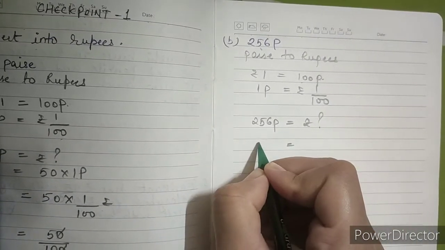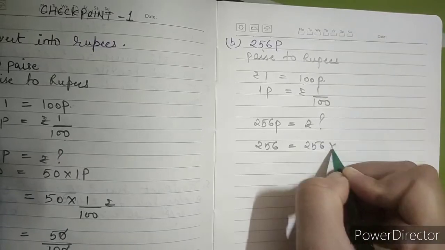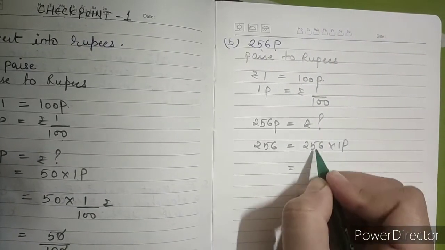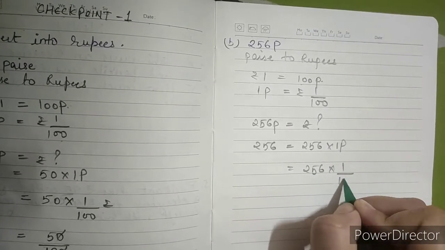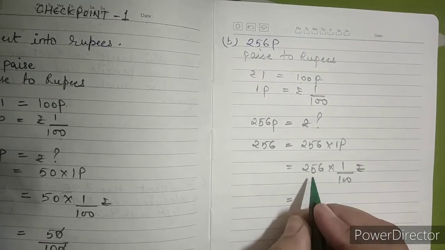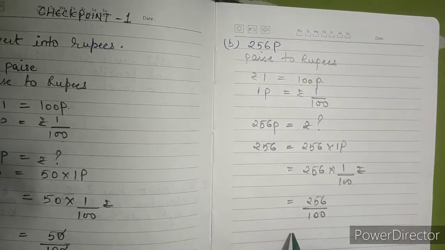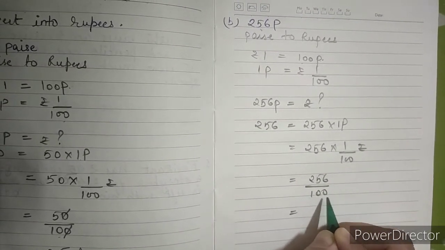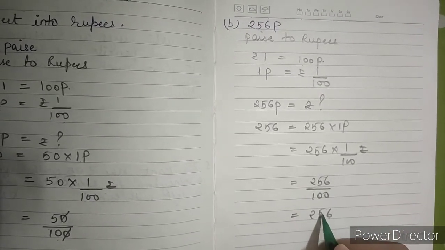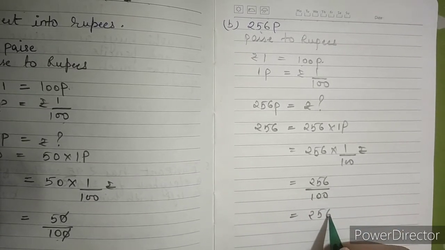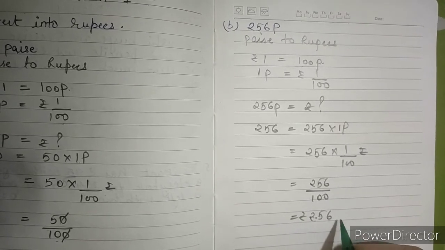So for this we will write 256 paisa equals 256 into 1 paisa. 256 we will write as it is, then 1 paisa equals 1 by 100 rupees. In the next step, 256 into 1 is 256 upon 100. As we can see, there are 2 zeros. So we will write 256 and from the right hand side we will count 1, 2, as there are 2 zeros, and then we'll put the decimal. So our answer is rupees 2.56.